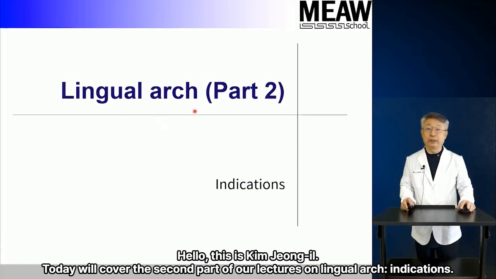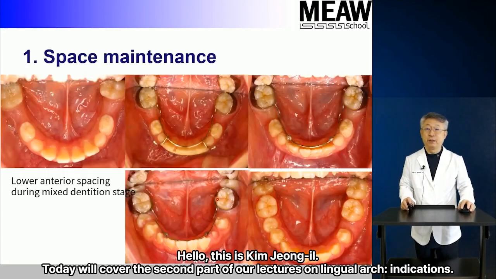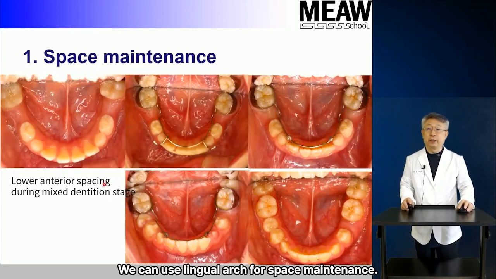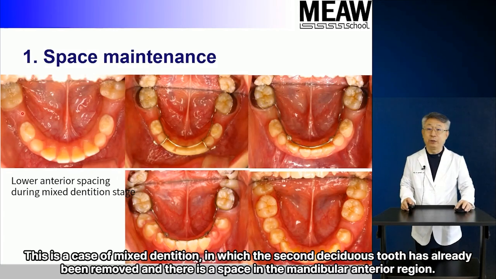Today we'll cover the second part of our lectures on lingual arch indications. We can use the lingual arch for space maintenance. This is a case of mixed dentition, in which the second deciduous tooth has already been removed and there is a space in the mandibular anterior region.